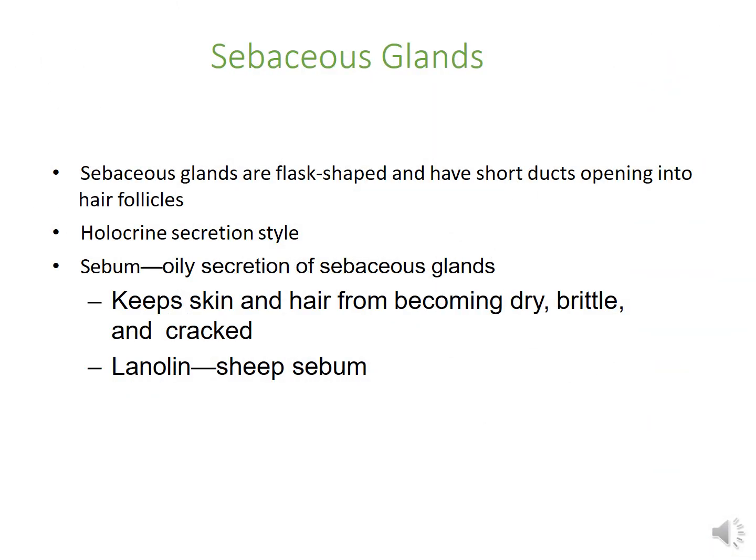Sebaceous glands. Sebaceous glands are flask-shaped and have short ducts opening into hair follicles. Holocrine secretion, sebum. The oily secretion of sebaceous glands keeps skin and hair from becoming dry, brittle, and cracked. Lanolin is sheep sebum.